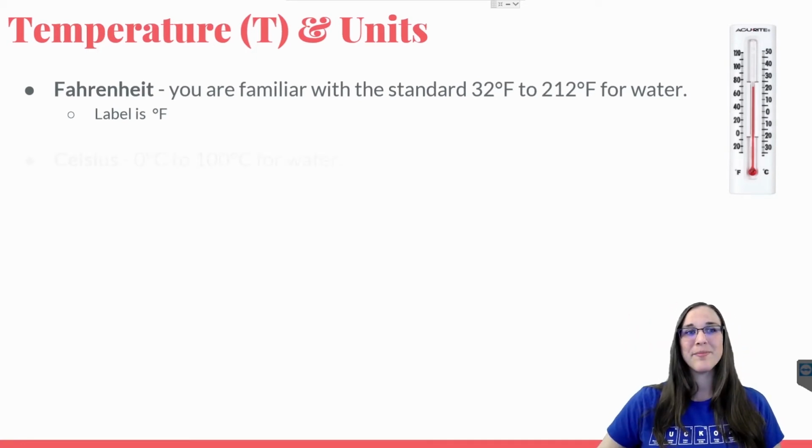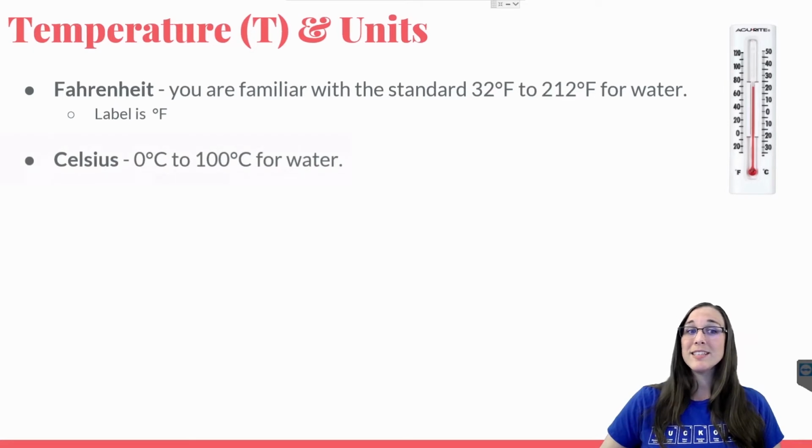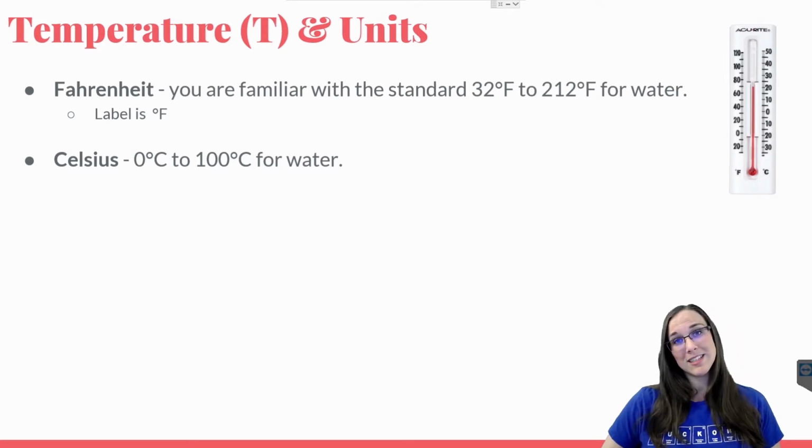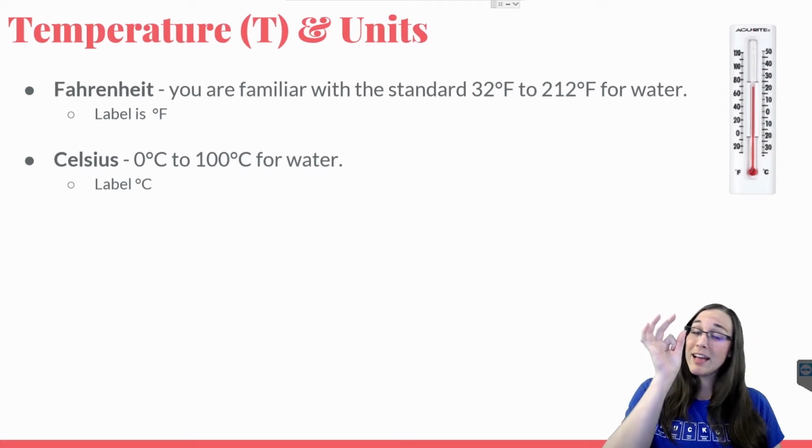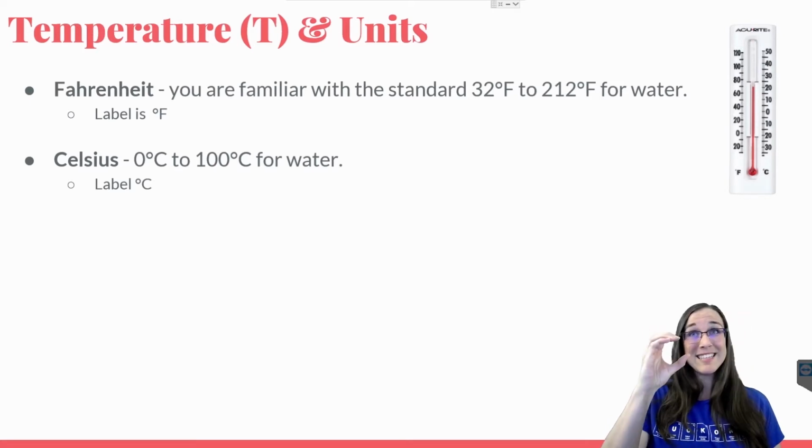In order to label with degrees Fahrenheit, use a little circle in the kitty corner and an F to symbolize the Fahrenheit. The next unit of temperature is Celsius, and the standard for that is 0 degrees Celsius for water where it freezes to 100 degrees Celsius for water where it boils. We label degrees Celsius with, again, a little circle in the kitty corner and a C for Celsius.